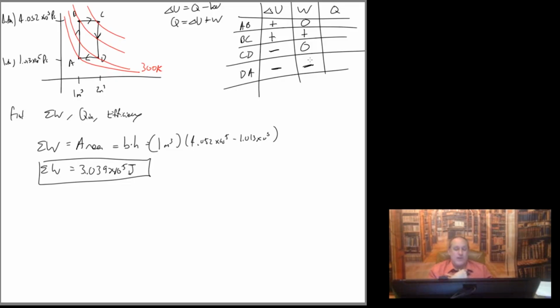So once we know the signs of delta U and W for a process, we can determine the sign of Q for the process most of the time. Okay, let's look at A, B. We're getting Q by adding delta U and W. When you add a positive number and 0, what do you get? You get a positive number, right? Has to be. What do you get when you add two positive numbers together? Positive number, right?